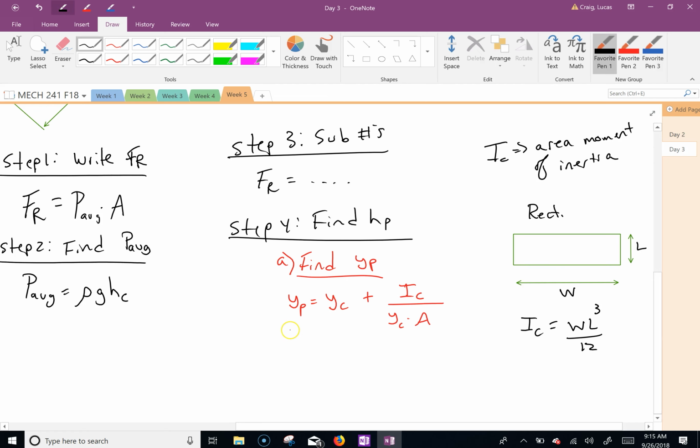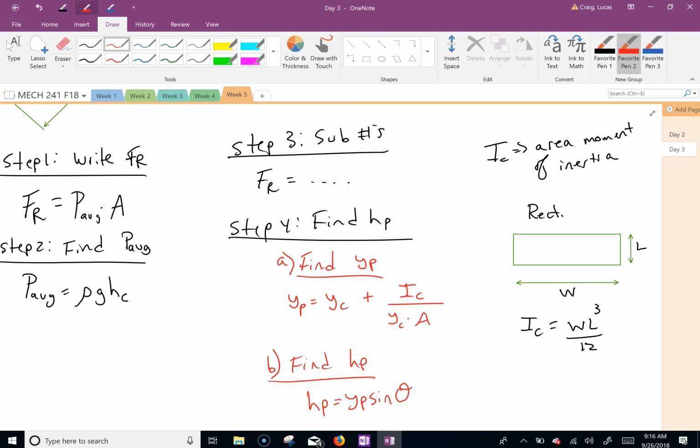Okay, then part B is find HP. And that's where you use the sine. Now, for a rectangle, the HP will act 2/3 down L. But I gave you this YP equation because this is general for any shape. If it's a rectangle, if it's a circle, if it's a triangle, if it's a weird shape, you can always use this equation and then find this. All right?